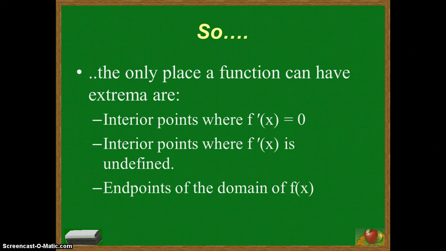So, the only places a function can have extrema are: 1. Interior points where f prime of x equals 0. 2. Interior points where f prime of x is undefined. Those are called critical numbers for both those cases. Or 3. The endpoints of the domain of f of x, as long as our interval is closed.